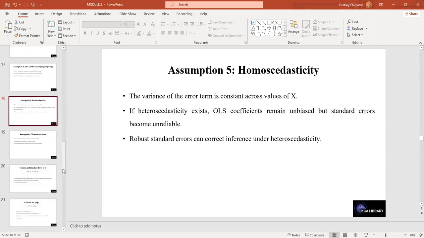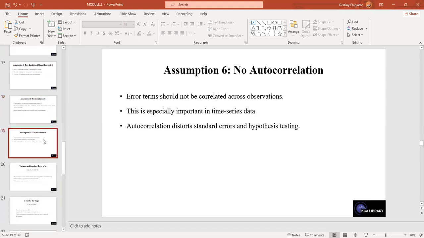Let's look at the sixth assumption. No autocorrelation. Error terms should not be correlated across observations. This is especially important in time series data. Autocorrelation distorts standard errors and hypothesis testing.